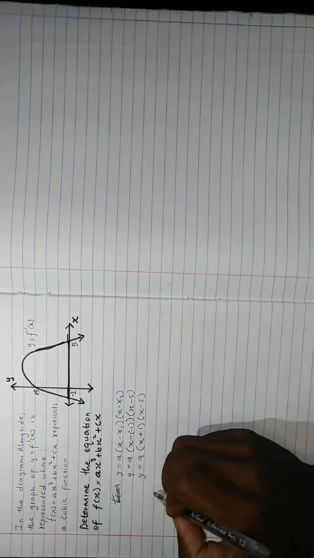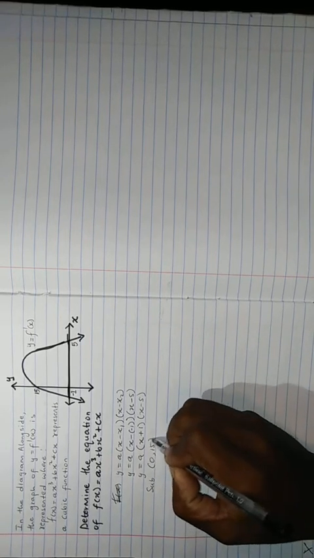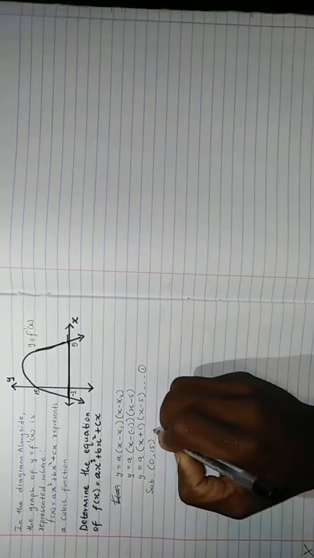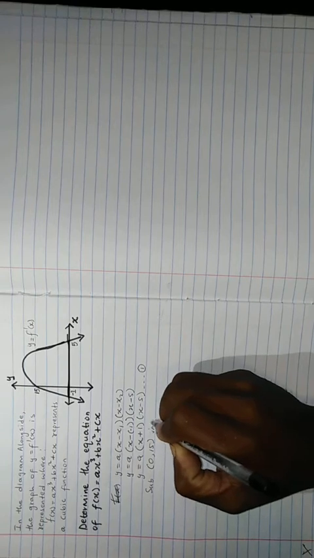So remember, we are also given the y-intercept. For that y-intercept, the value of x is 0 and the value of y is 15. So it can help us to solve for a. We are going to substitute 0, 15 into this equation; let us name this equation 1. Substitute this point into equation 1.